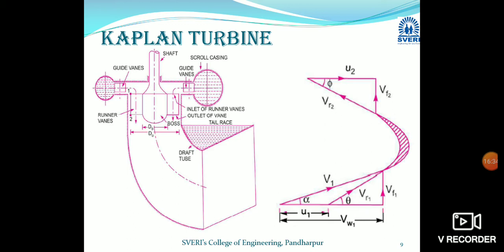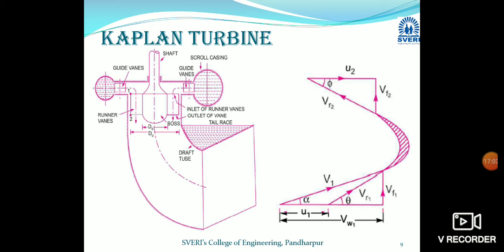Now we'll go for the Kaplan turbine. Again, Kaplan turbine is a reaction turbine, but here the discharge is axial. That is, the water is flowing along the axis of that particular turbine. So here a scroll casing is there through which the water is entering, and it is entering through this particular hub, or we call it as boss, and to that hub the vanes are attached which are moving.